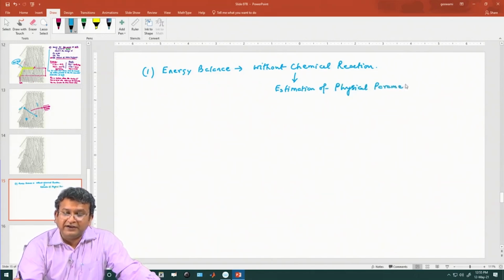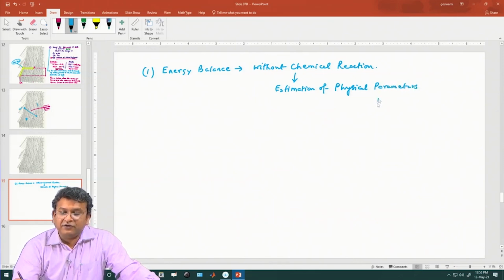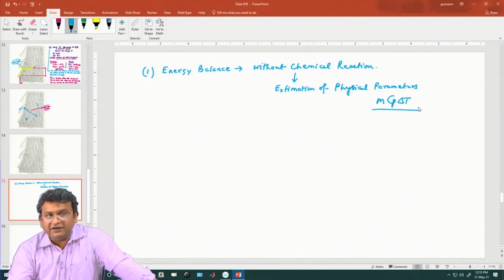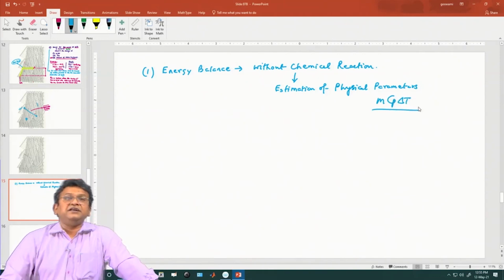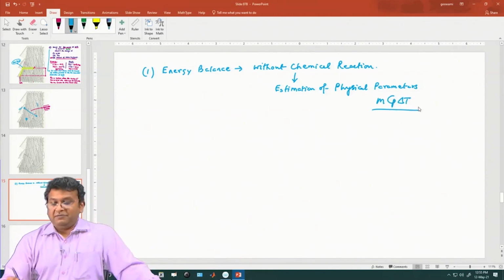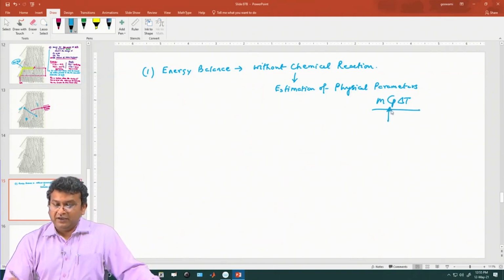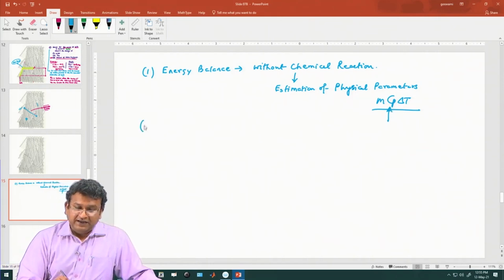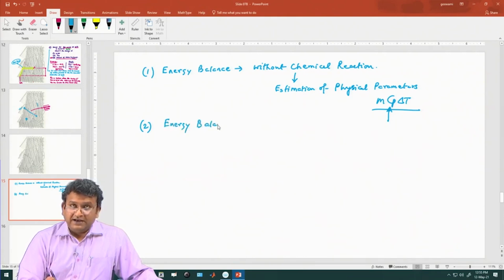Because many of you will ultimately say, sir, after doing all this we have done MCp(T2 minus T1), or integral of MCp dT from T1 to T2. But what this course has also taught you is how to estimate Cp in certain cases. In the next part of the course, we learnt about thermochemistry, so energy balance with chemical reactions.